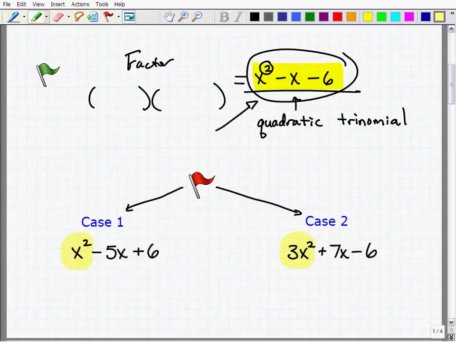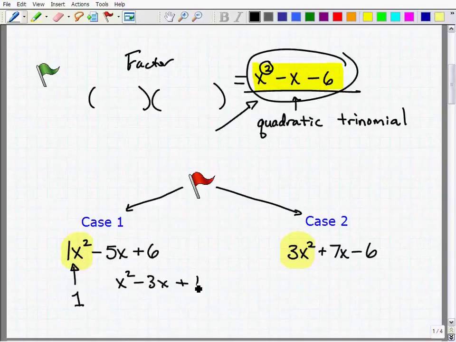So what distinguishes between case 1 and case 2? Well, I'm going to cut right to the chase. Case 1 is where you have these what we call 1x squared situations, where the leading coefficient is 1 and always 1. So you have 1x squared minus 5x plus 6. You might have another one, let's say x squared minus 3x plus 1, or x squared plus 7x minus 10. These are all examples of quadratic trinomials that would fall into case 1 because they're 1x squared.